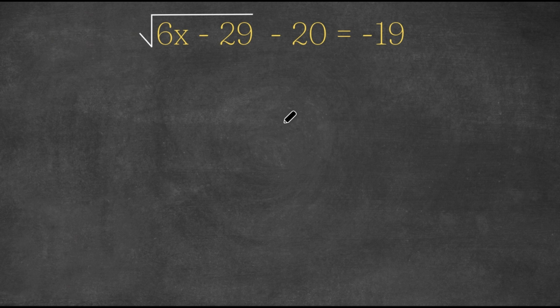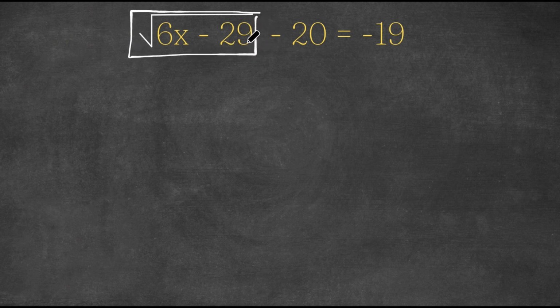In today's video, I'm going to be teaching you guys how to solve rational equations. So right here, we have the square root of 6x minus 29, minus 20 equals negative 19. So what we first want to do is isolate whatever is in our radical here. So right here, we have the square root of 6x minus 29. So we want to isolate this whole expression.